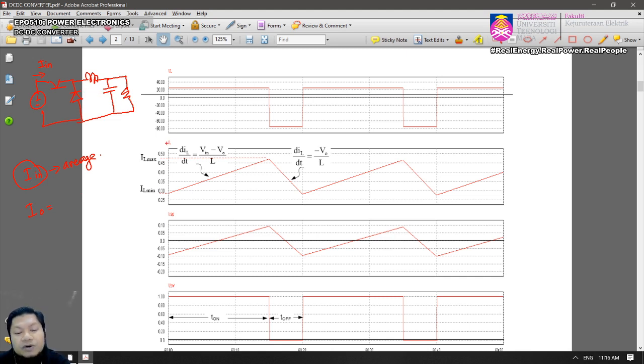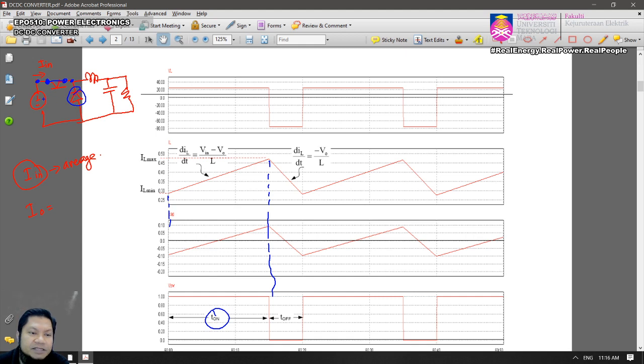All right, so now we're going to consider when the switch is on. Okay, so this is the region where the switch is on. Right, so we're going to look at what happens to the circuit during turn on of the switch. So when the switch is on, it will appear as a short circuit, isn't it? Therefore this point will be connected to that point, and therefore you're going to see that this diode will be reverse biased, isn't it?